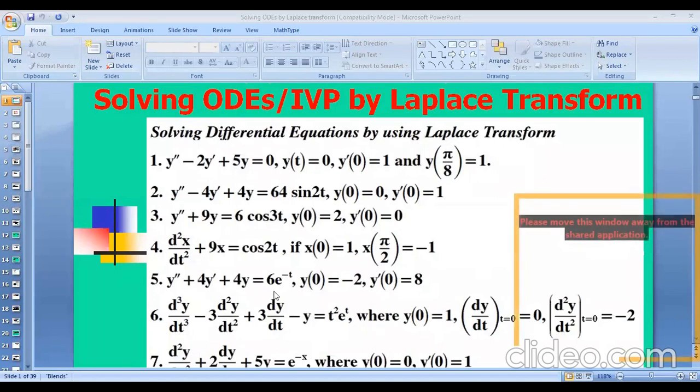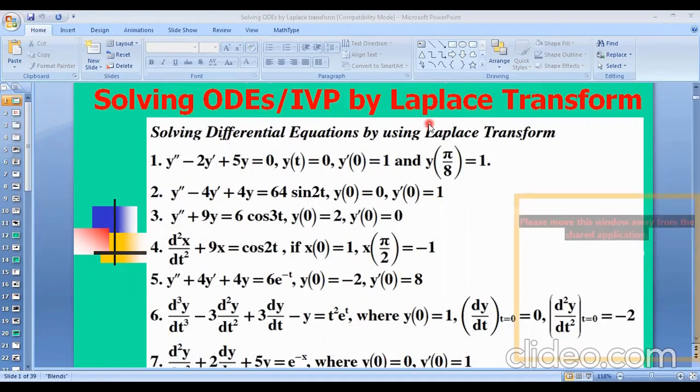Today we will learn how to solve ordinary differential equations or initial value problems by using Laplace transformation. So in the previous lectures we have had 3 lectures on Laplace transformation. In the first lecture we defined Laplace transformation and how to find the Laplace transformation of some basic functions.